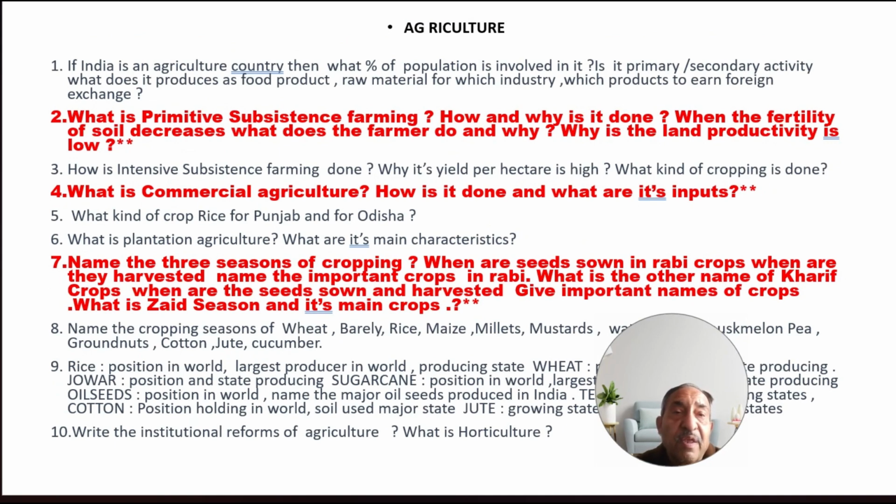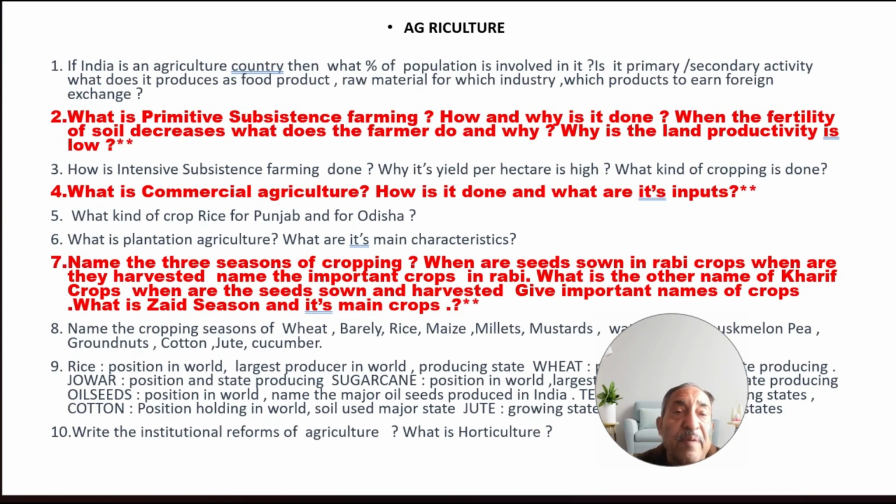Agriculture. If India is an agriculture country, then what percent of the population is involved in it? Is it a primary or secondary activity? What does it produce as a food product? Raw material for which industry? Which product earns foreign exchange?